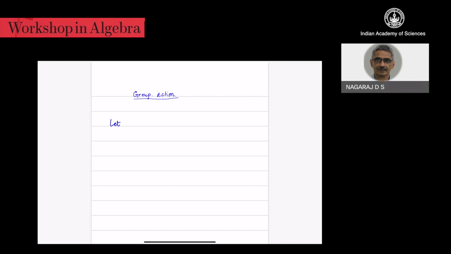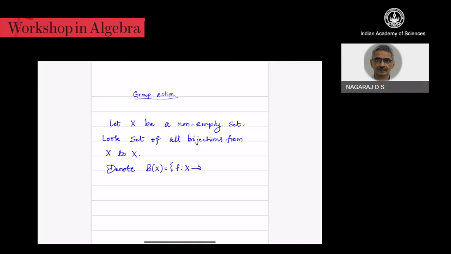Let X be a non-empty set. Now look at the set of all bijections from X to X. Denote by P_X the set of all functions f from X to X such that f is bijective.